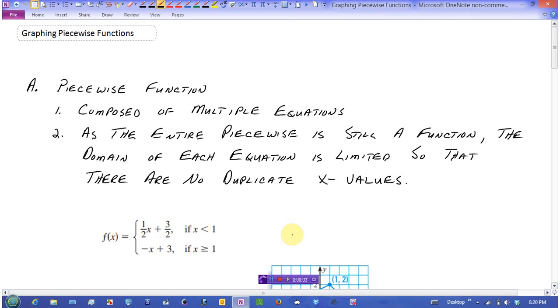Okay, today's lesson is going to be piecewise functions, what they are and how to graph them. Now this concept is probably one of the more difficult ones that students need to learn, and that's just from experience and seeing how they do on it. So let's take a look at what a piecewise function is.